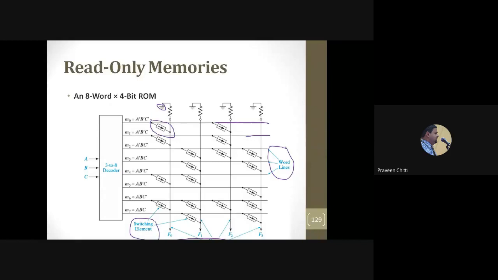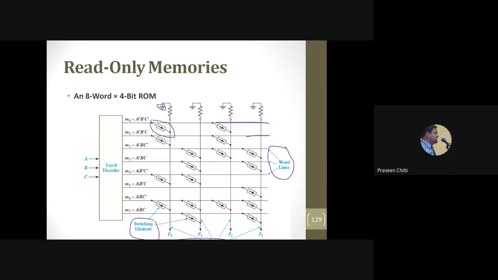Wherever that switching element is there, you will get that particular min term connected to the output. I hope it is clear. So in this case, the output F0 will be A bar, B bar, C bar. And what is F1, F2, F3? Yes, F1, F2, F3 remain 0.